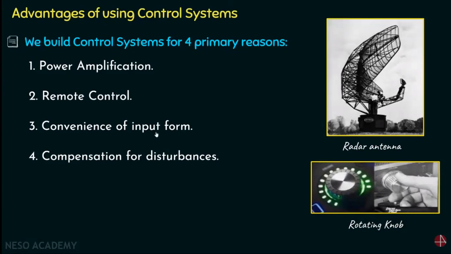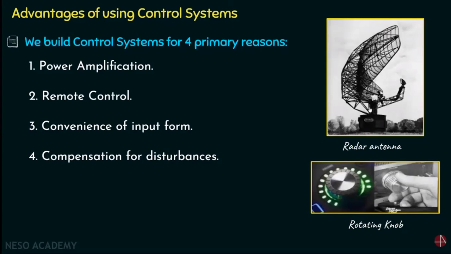Now let's move on to the fourth reason, which is compensation for disturbances. This is one of the most important reasons to build a control system. And we will consider the same example to understand this particular reason. Already we are having the radar antenna which is pointed in a commanded direction. Now consider a case in which wind forces this antenna from its commanded position or noise enters internally. Then in that case, this radar antenna itself has to detect the amount of error occurred and it has to correct that error by itself.